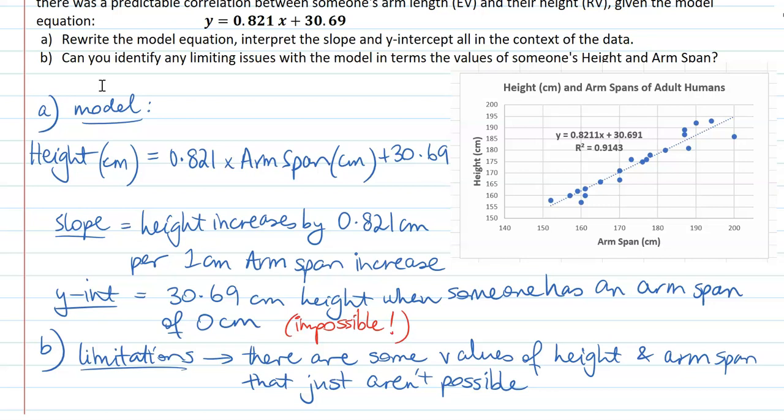So thinking about that logically, that's impossible. We can't have an arm span of 0 centimeters. I mean, maybe in your mum's tummy, when your arms are first growing, you could have an arm span that's close to 0 centimeters, but you certainly wouldn't be 30.69 centimeters tall at that stage. So that helps us answer B. The limitations are there's just some values of height and arm span that aren't possible using the model.